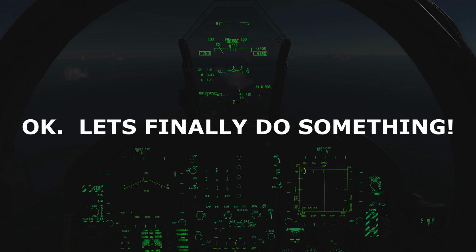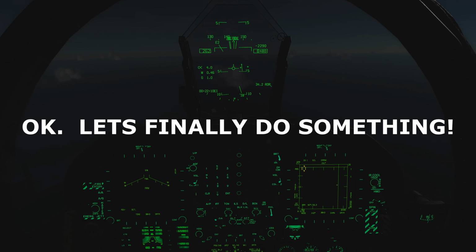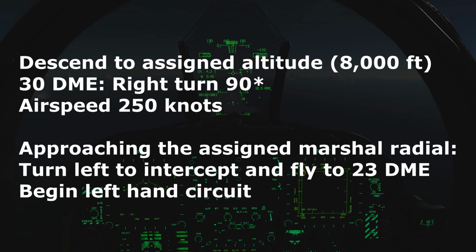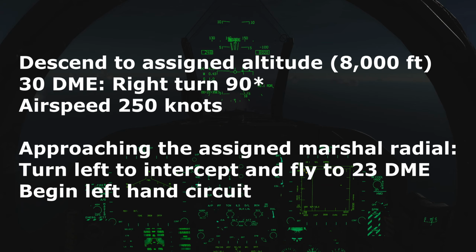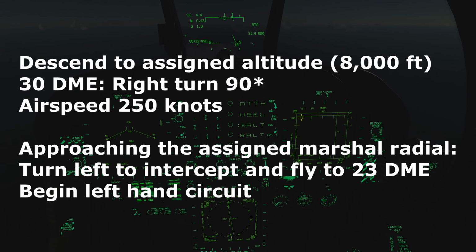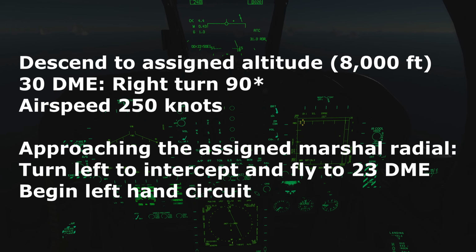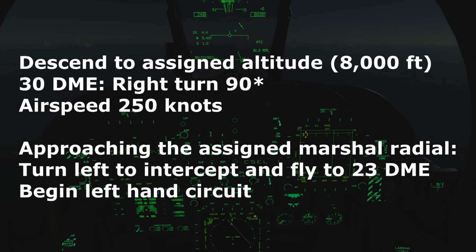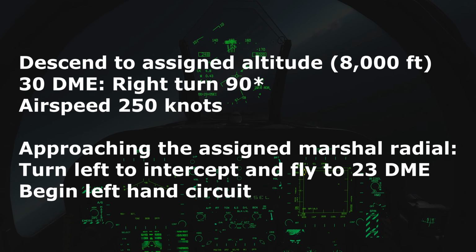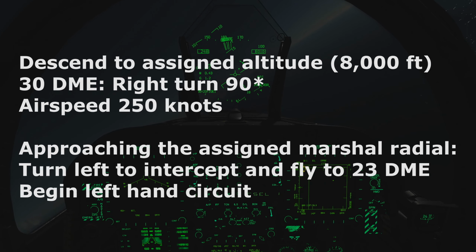So, to keep things somewhat civil and realistic in this mission, my plan is to descend to Angels 8, then at around 30 DME, begin a right-hand turn nearly perpendicular to the Marshal stack radial. Remember, this is the military, not civil aviation, so your common teardrop, parallel, and direct entries do not apply. As we approach the 287 radial, all we need to do is turn left, capture the inbound course to 23 DME, and begin our left-hand holding circuit.